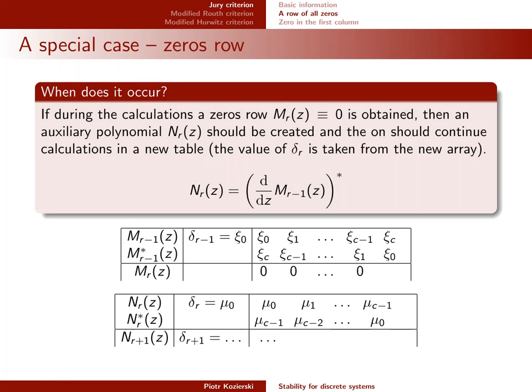I will just add that this asterisk in these problems means an adjunct polynomial, but please do not associate it in any way with the Laplacian star transformation, which appeared in discrete block diagrams. Unfortunately, the marking is the same, but it means something completely different.